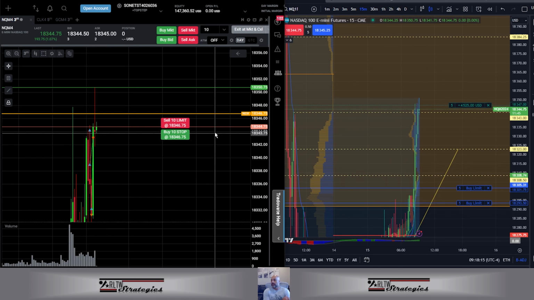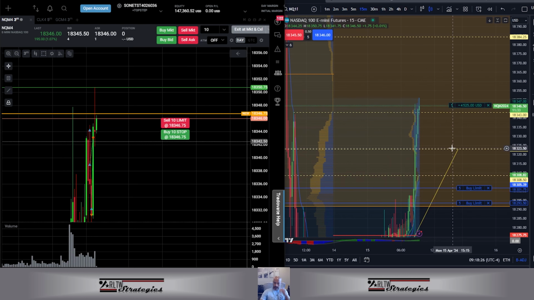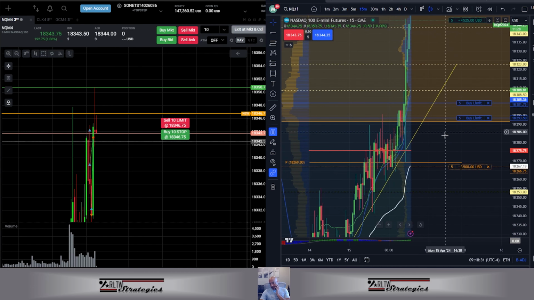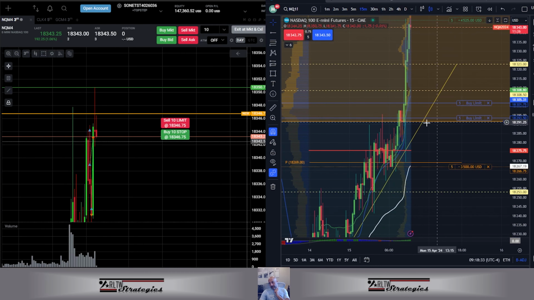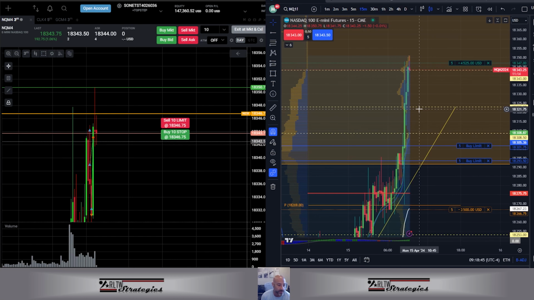All right, so let's look for a pullback. First pullback we'll get into, and we'll just trade that. I think we're going to pull back to the bottom of this. We could pull back to this dotted line. We could pull back to this trend line again. We could pull back to the bottom of this orange box. But it's no point shorting for that pullback because at any point the stock could stop and go the other way.